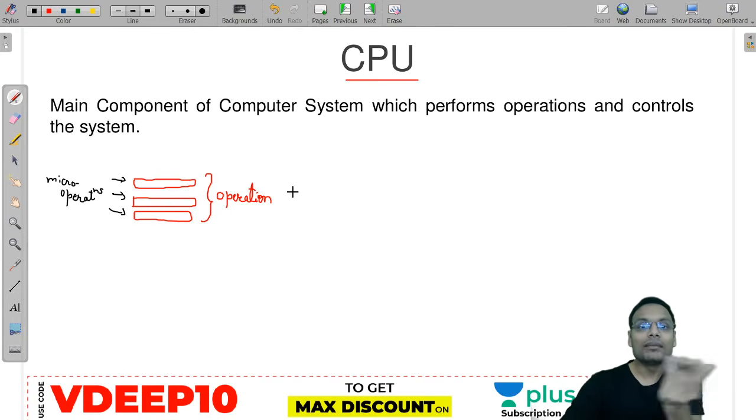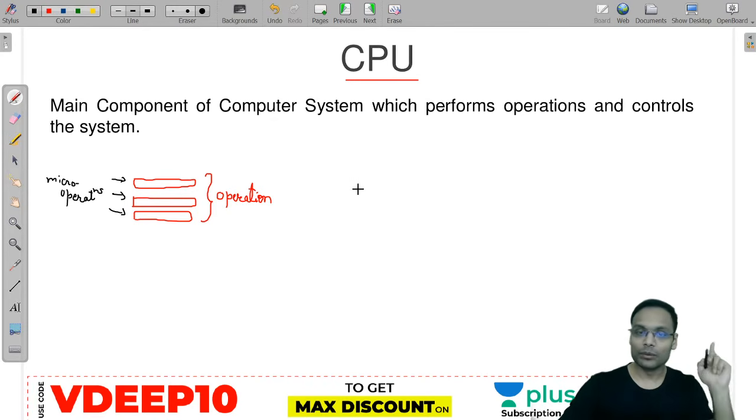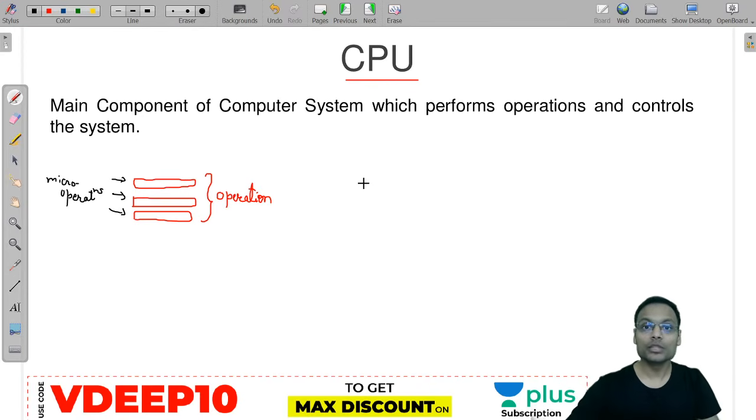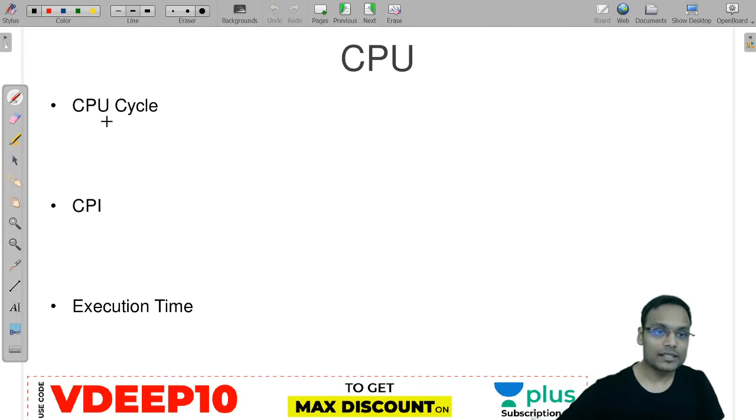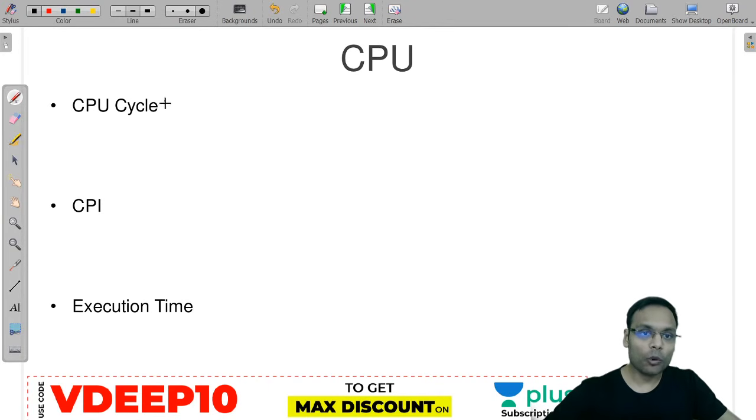How much time? And the answer to how much time is CPU's cycle time. What is the answer? CPU's cycle time. So this CPU cycle, if I want to write the definition, what is this definition?